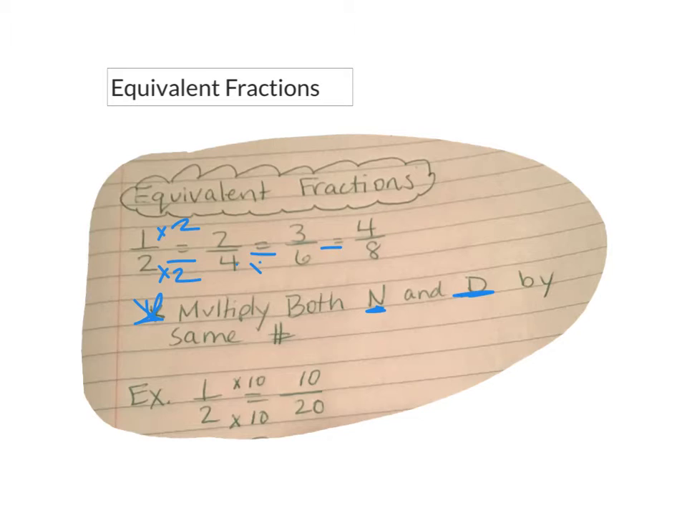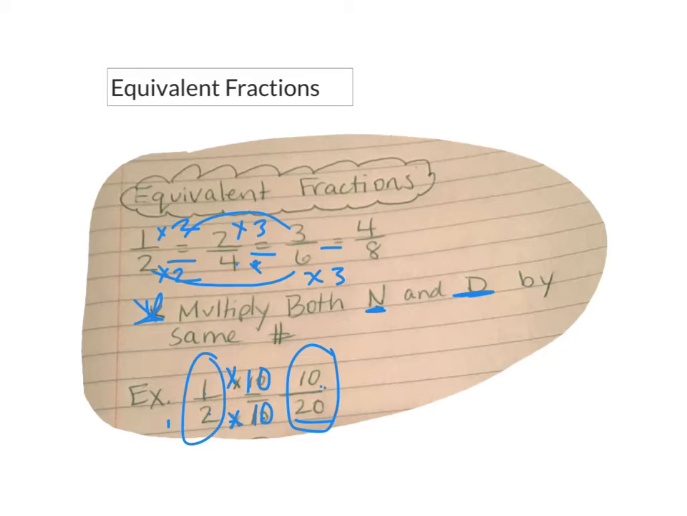I multiplied 2 times 3 to get 6. So 1 times 3 to get 3. Another example is 1/2. Whatever you do to the bottom, you have to do to the top. If I want to multiply it by 10, 2 times 10 is 20, 1 times 10 is 10. So 1/2 is the same as 10/20. So make sure this is in your notebook.